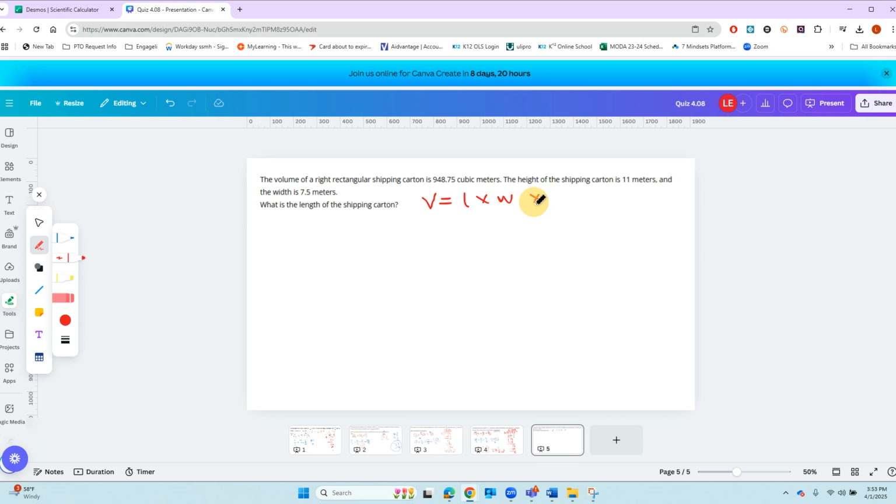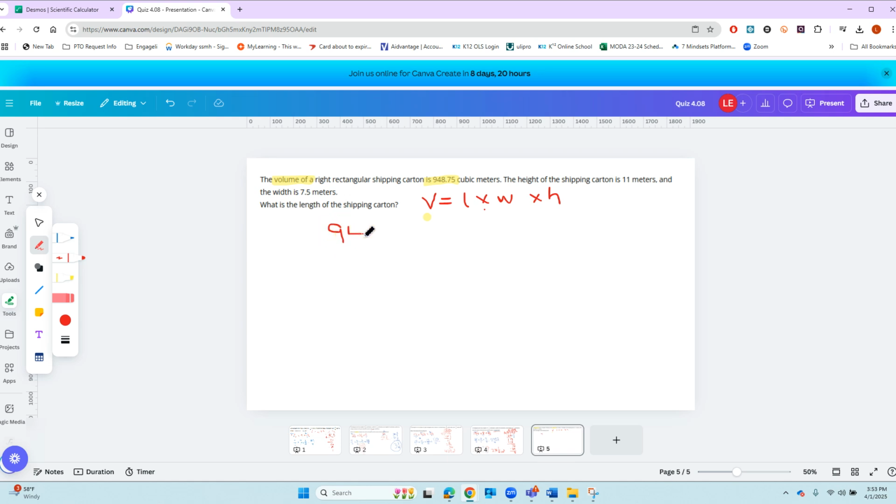Let's also remember earlier in the year that our principles of multiplication said we can put multiplication in any order. So I want us to remember that as we move forward. Let's go back and get the information that we have. The volume of the right rectangular carton is 948.75. V stands for volume, so I'm going to put that on the left side of the equal sign.